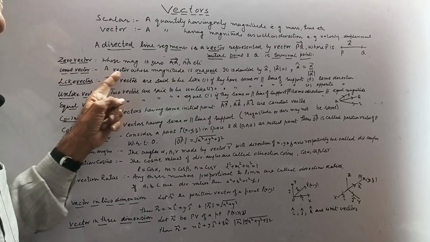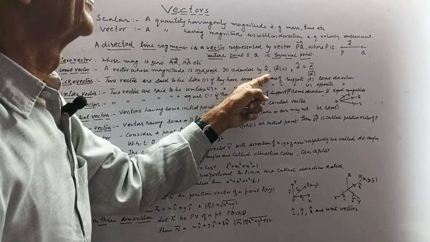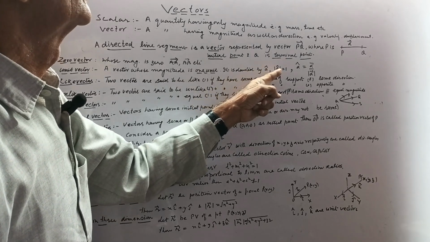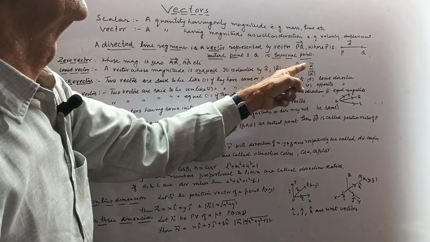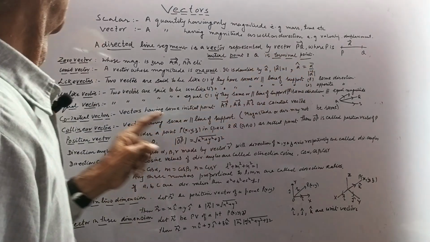Unit vector: a vector whose magnitude is 1 unit. It is denoted by A cap. A cap mod is equal to 1. A cap is equal to A vector divided by A vector mod.